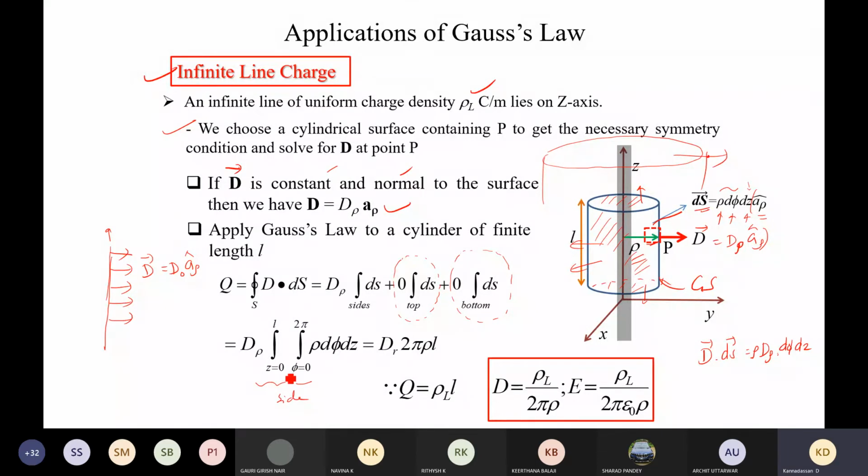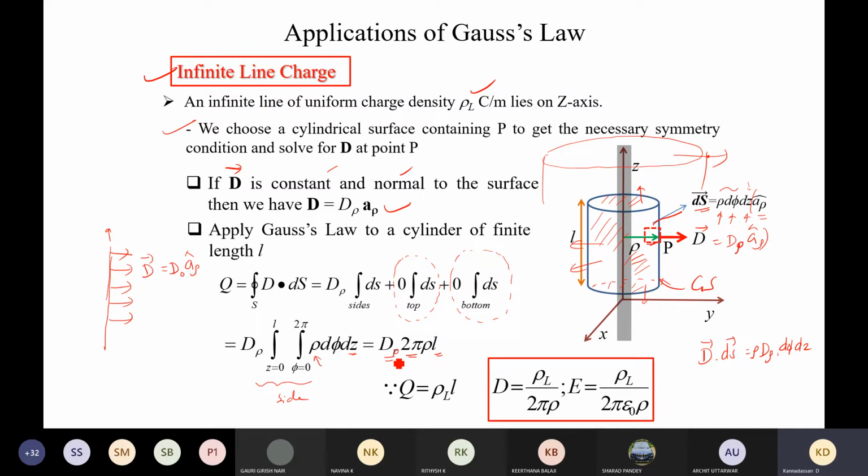So z varies from 0 to L and phi varies from 0 to 2 pi. When you integrate that, you will easily get the result. Since rho, d phi and dz are independent of each other, we can integrate them separately. The 0 to 2 pi gives 2 pi, and the 0 to L with respect to dz gives L, and the rho is already there, with d rho.